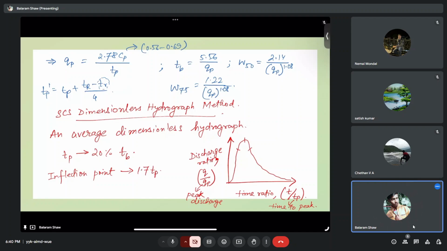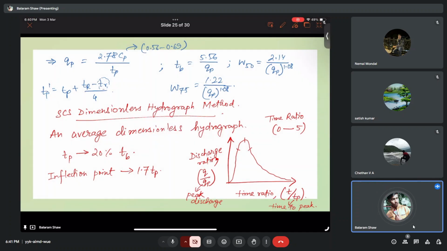Okay. So this discharge ratio versus time ratio, SCS has given one table. In that table, the time ratio starts from 0 and it varies till 5. But it's dimensionless, so we don't have any unit for that. And for each of this time ratio, we have discharge ratio values also, and we also have mass curve ratios also. Okay.